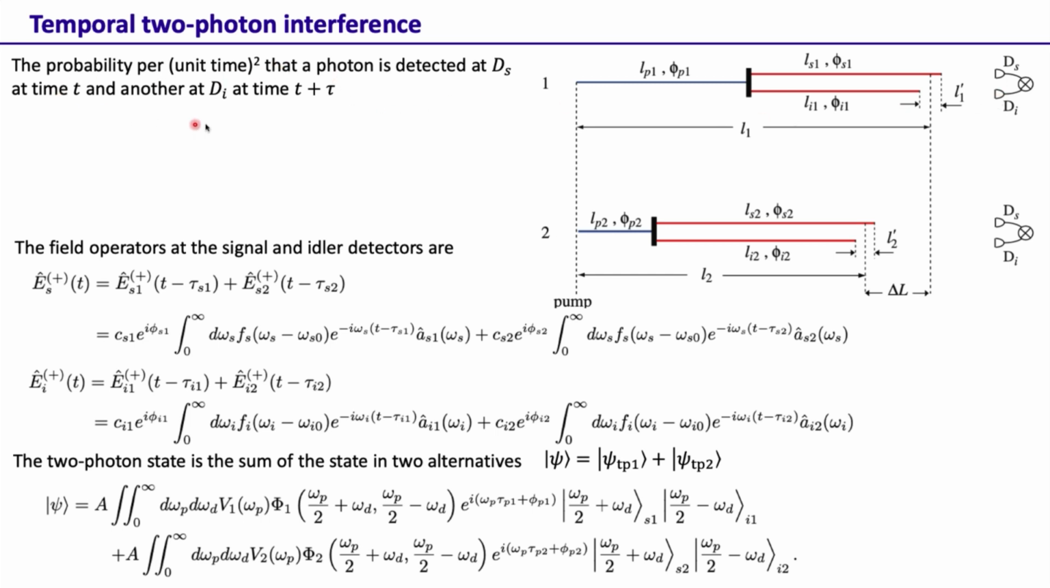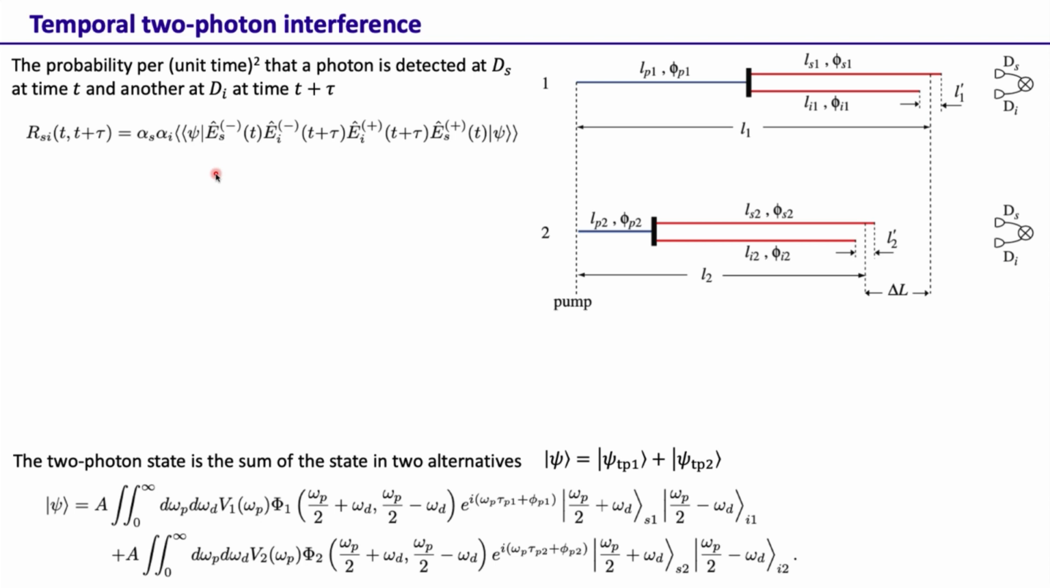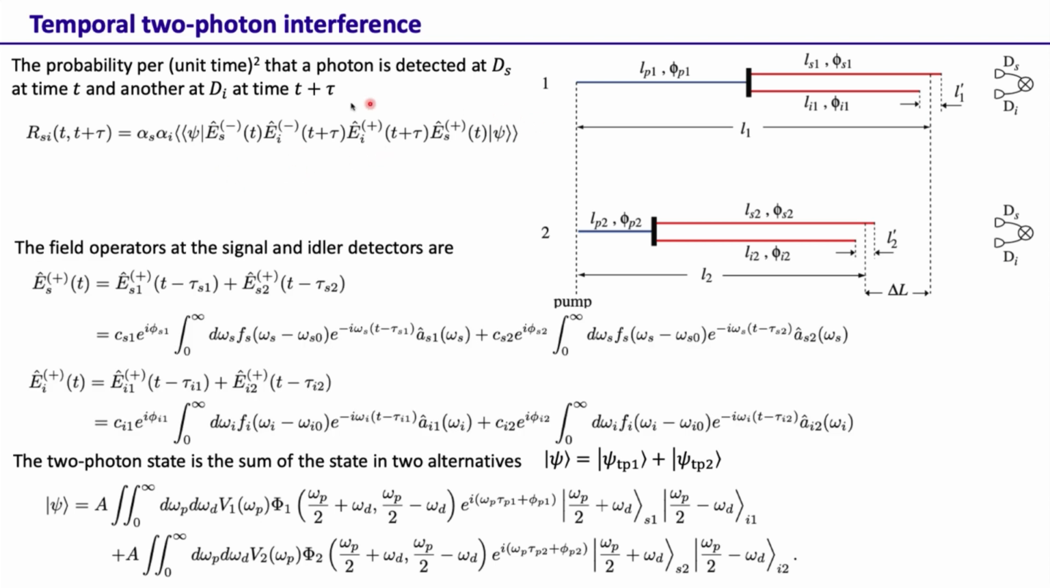So that's the coincidence count rate, and we have seen that it is given by this. That's the probability at t and t plus tau, and it is given by psi, which is the state, and then the signal and the idler electric field operators. We had discussed earlier how this quantity represents the coincidence count rate. Alpha S and alpha I, here I am just adding for the complete picture, are the quantum efficiencies of the two detectors. Okay, so now we want to actually evaluate this quantity, and we have all the ingredients here.